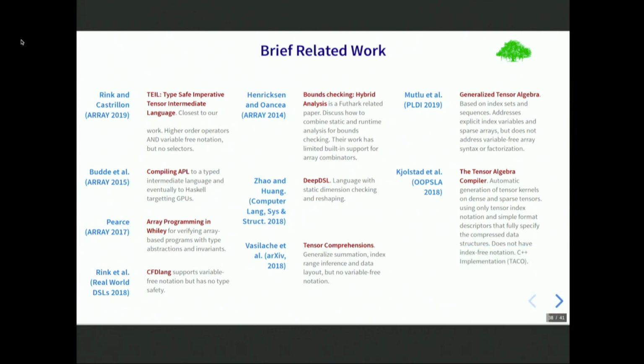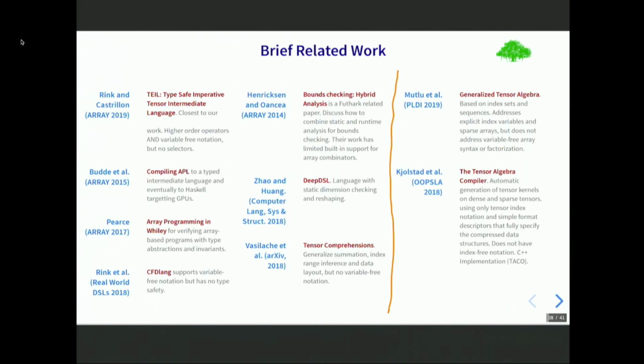The related work can be categorized into two parts. On the left-hand side, you see mostly papers that deal with typed intermediate representations. So the type systems and typing are very important for them, and a lot of stuff is driven by the types. In fact, the most interesting paper and closest to our work is this paper on a type-safe imperative tensor intermediate language, which also has higher order operators and a variable-free notation, but doesn't use selectors, has other operators.